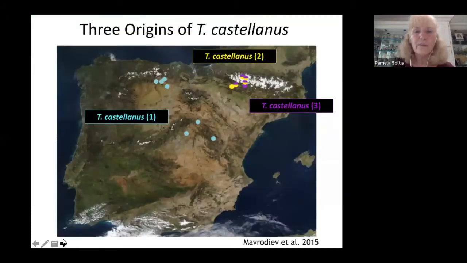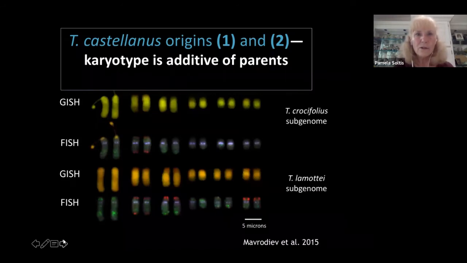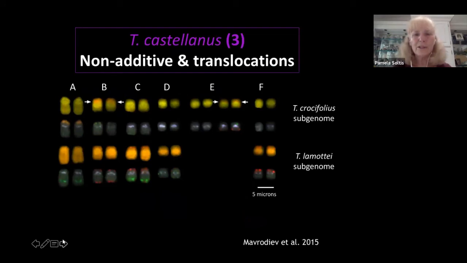There are three origins of Tragopogon castellanus in Spain, marked by these three colors. Origins 1 and 2 have additive karyotypes, perfectly additive of the parents, just like what you might expect had you not seen the first half of my talk. But the third origin, in fact, shows patterns exactly like what we see in the North American polyploids, where there's compensated aneuploidy. There are 4 copies of the E chromosome pair from crocifolius and none from lamottei, and there are also patterns of translocations among the different chromosomes.